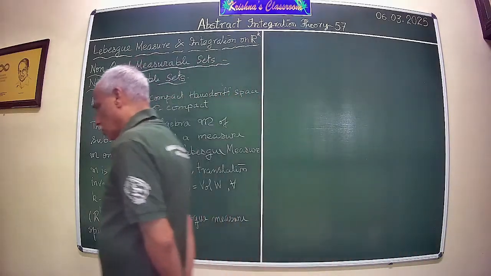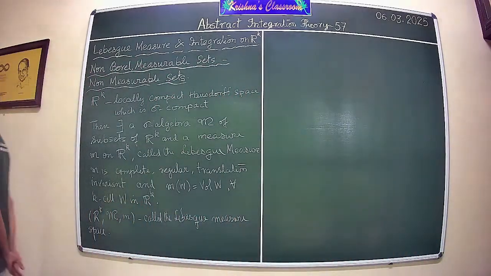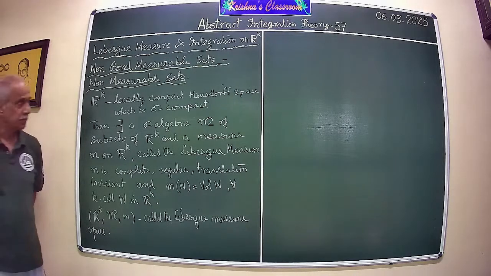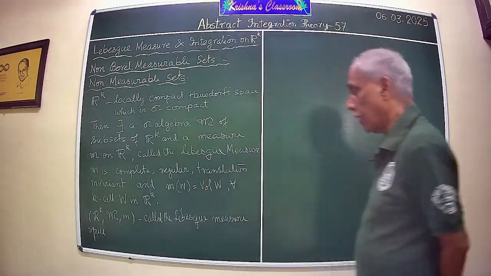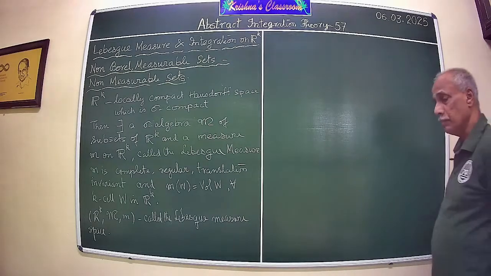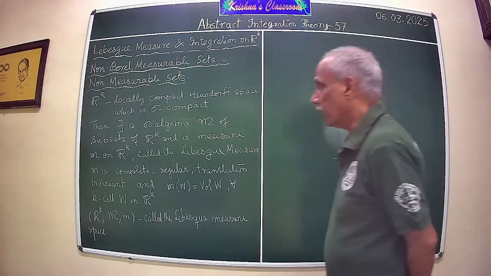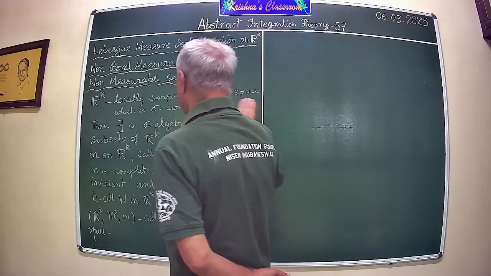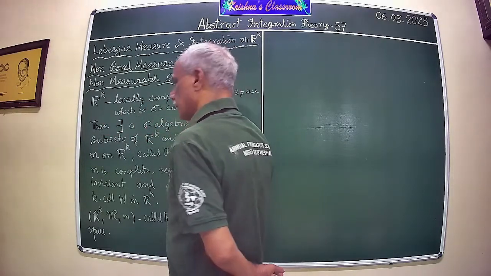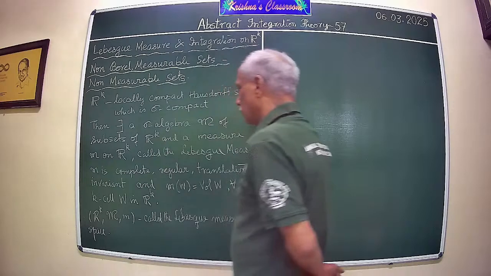Now we explore certain facts about the Lebesgue measure space, R^k, M, script M. Okay, so let us start. Look at this. R^k is a locally compact Hausdorff space which is sigma compact. Now this is the basic assumption that you have.